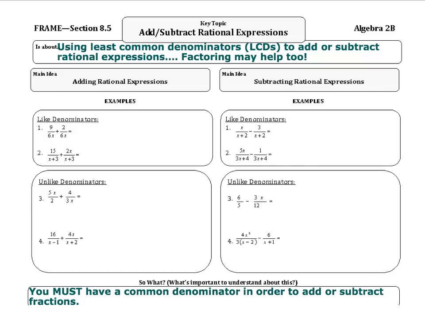Okay, so here's our frame. Add and subtract rational expressions is about using least common denominators, or LCDs, to add or subtract rational expressions. So we're using least common denominators, LCDs, to add or subtract rational expressions. And a thing to remember is that factoring may help too. You don't have to factor everything, but some of these you definitely will need to factor.